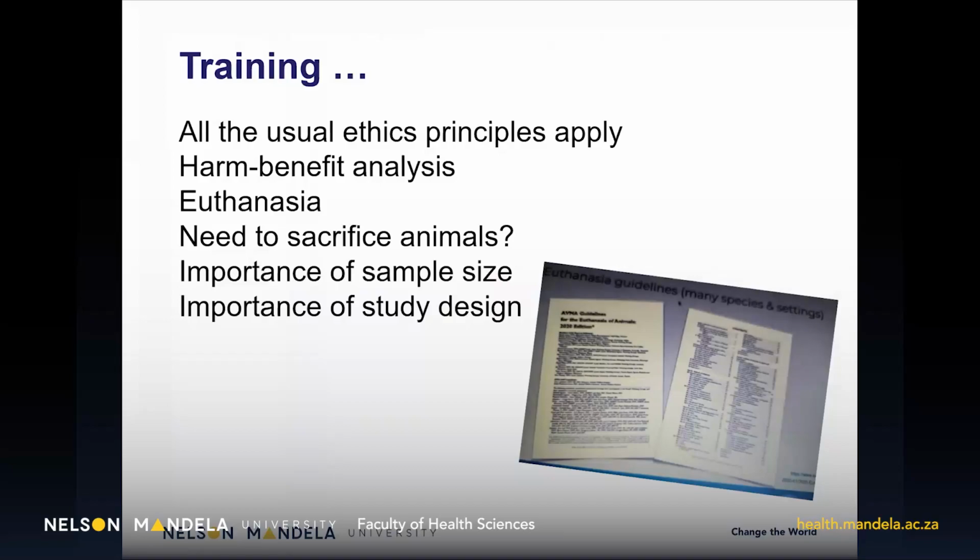All the usual ethics principles apply. Harm-benefit analysis, I've talked about euthanasia. The need to sacrifice animals. Is there not another way to do this experiment? The importance of sample size. If we see a proposal and they say they want to kill 2 lions to achieve this, and we will always, I'm simplifying it now, we will always ask, but 2 lions, is that enough to give you the scientific validity of the study?